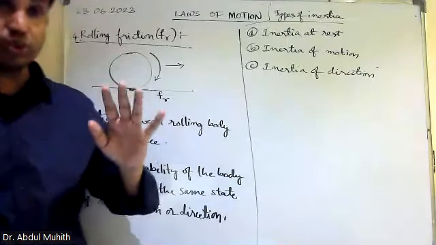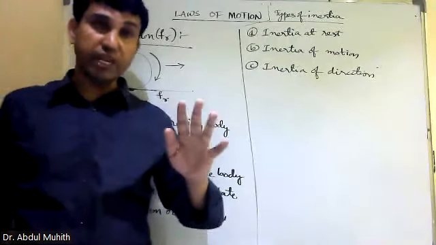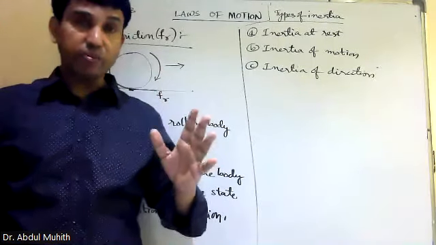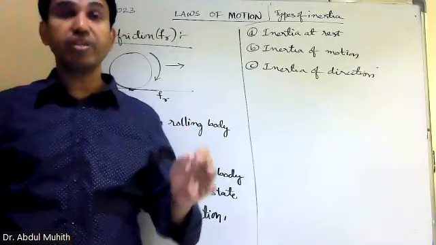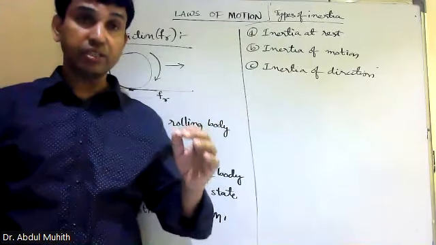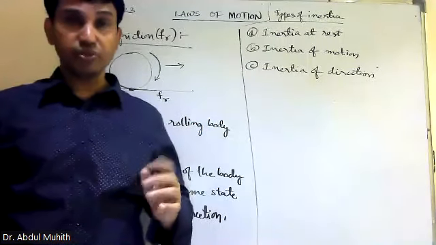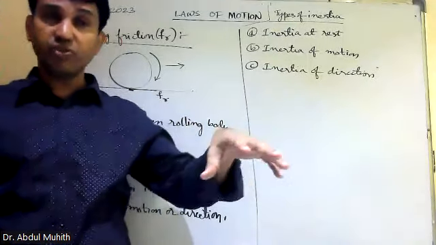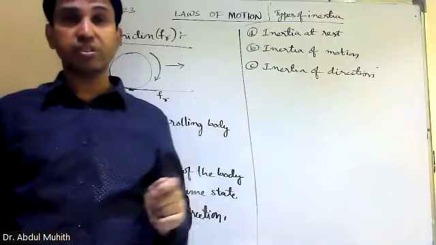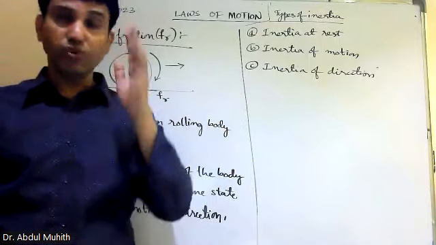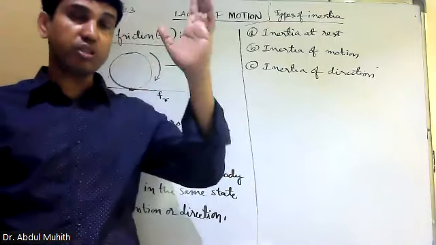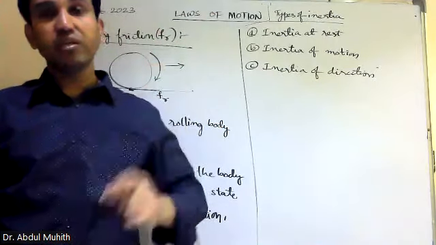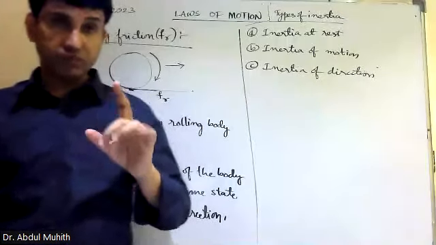So this is about the first law of motion. Once again, the first law of motion says that the body remains in the state of rest or in the state of motion, unless and until it is compelled by an external force. It means if you keep the body here, it will be there for millions of years unless someone moves it. Or if you throw a ball in space, it keeps on going unless someone stops it or changes its direction. So that is the first law of motion.